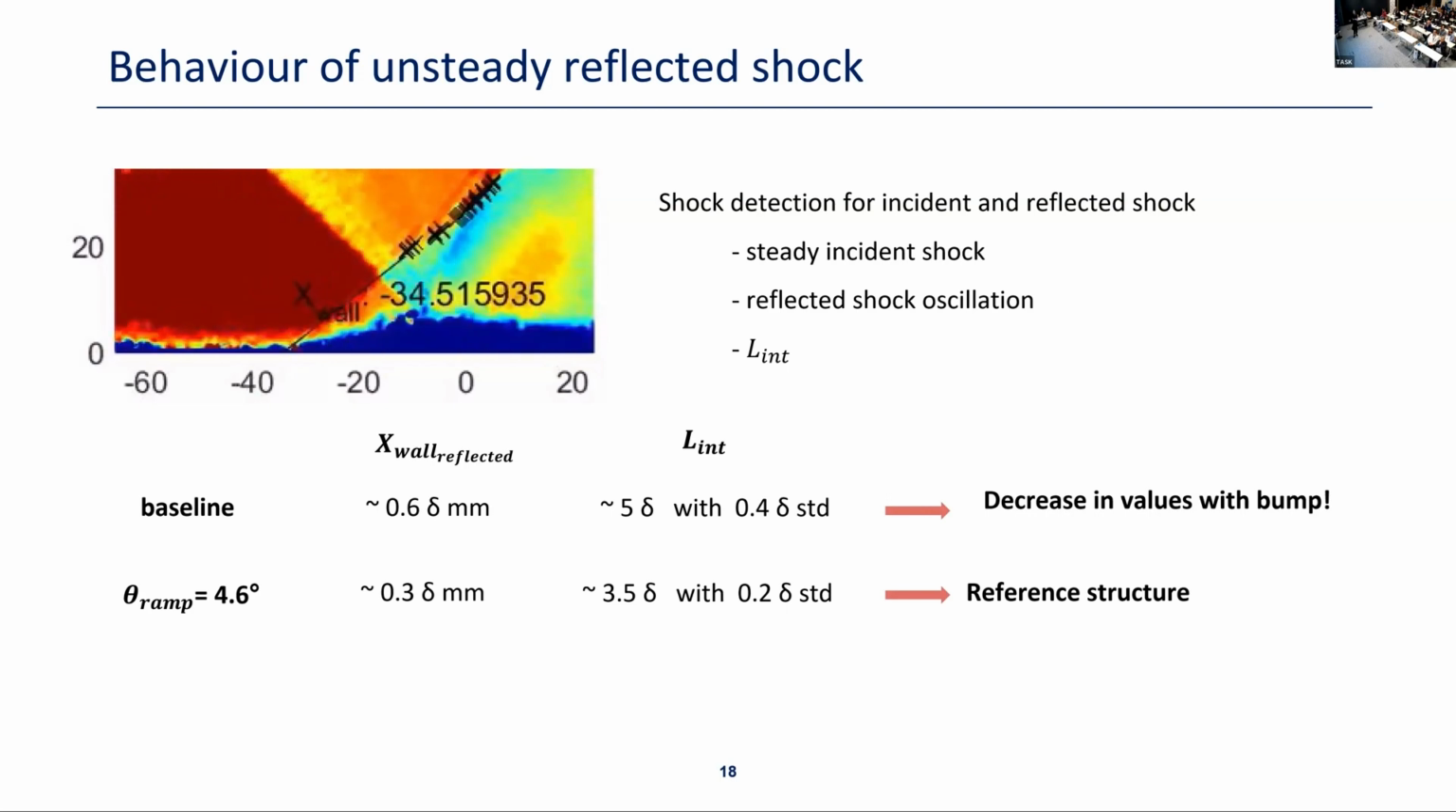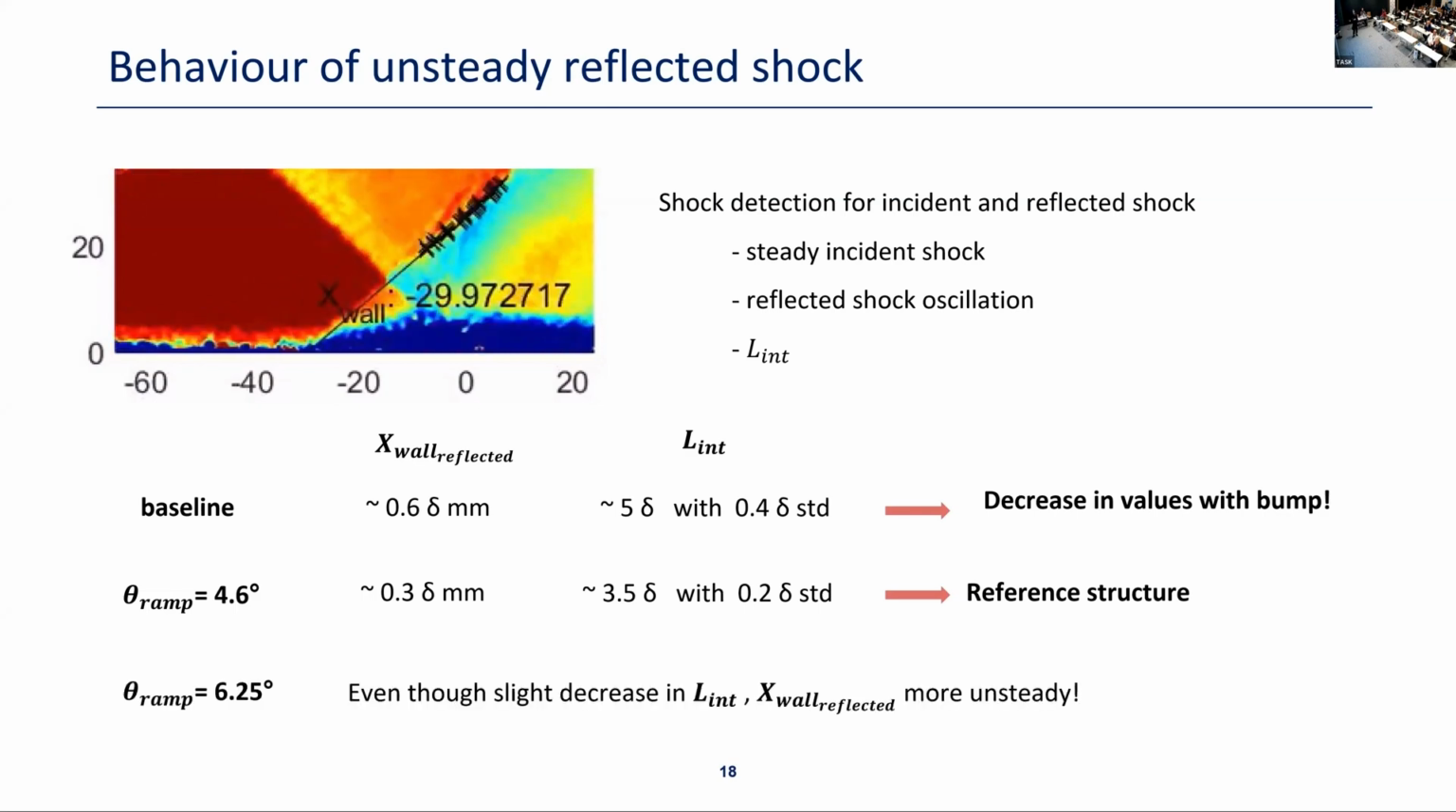The optimal result was given by the 4.6 degree ramp angle, which we chose as a baseline. It gives almost half of the standard deviation in the impingement point for the reflected shock. And we could also see a reduction in the average interaction length, and also in the standard deviation of the change in the interaction length.